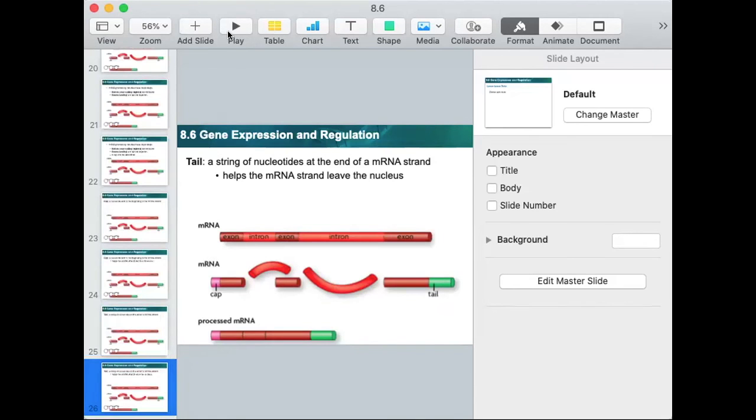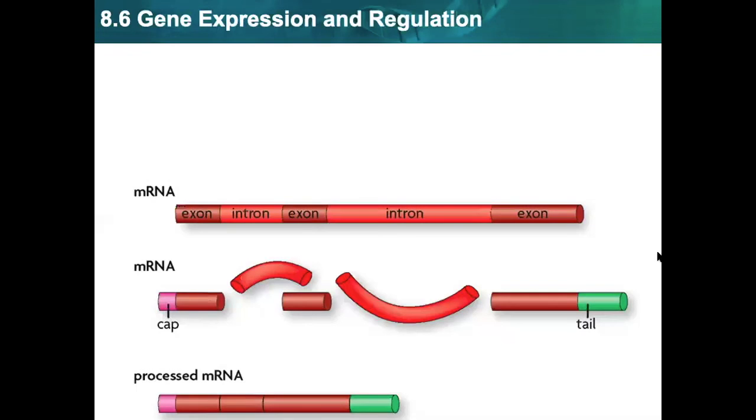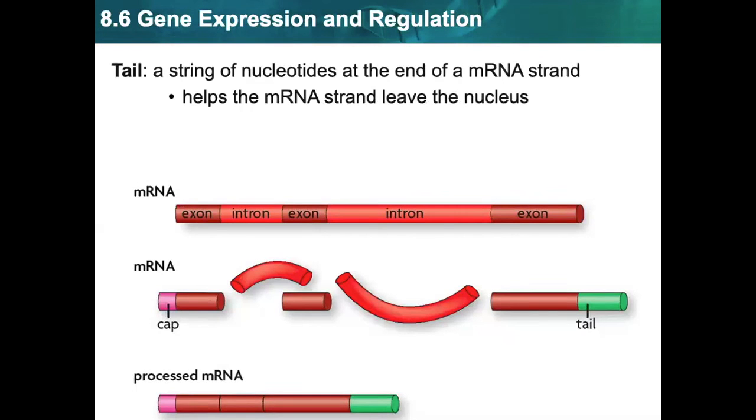Sorry, let me go back to that. So it's a very small hole it has to go through when it leaves the nucleus to the cytoplasm where the ribosomes are. It will wiggle through tail first. So the idea is that only the tail is affected and not the rest of the mRNA strand.